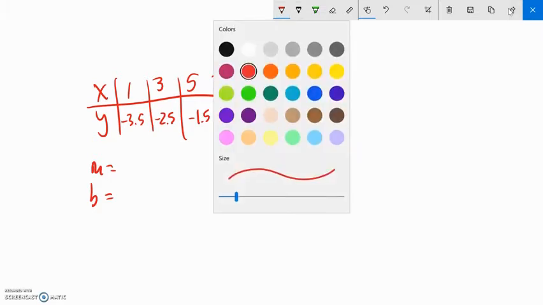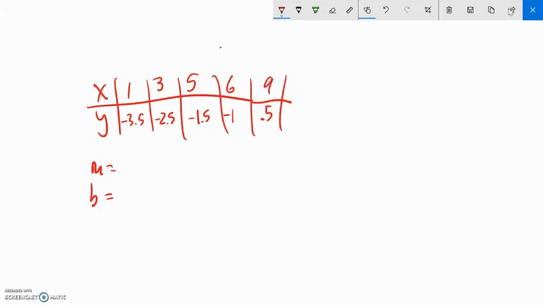So a couple pieces here. First off, b, remember, is like 0 something. It's when x is 0, what's y? So I don't actually have my 0 on here. So what I'm going to do, though, is figure out my slope first, and then that'll help me work backwards to get my y-intercept, my b value.